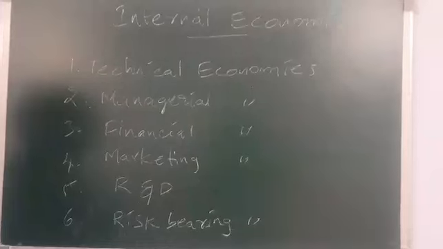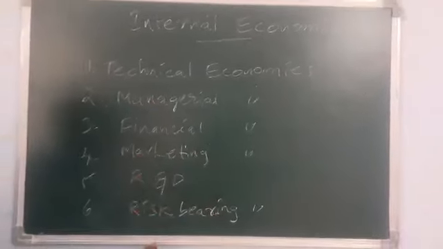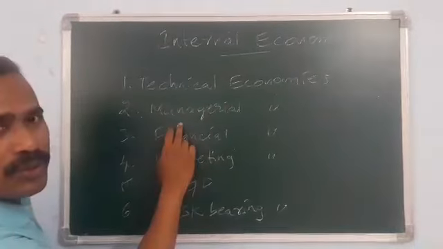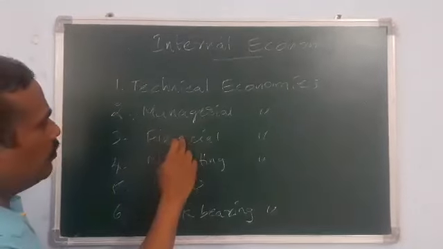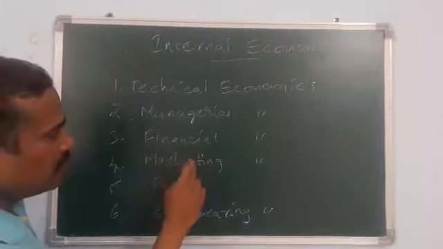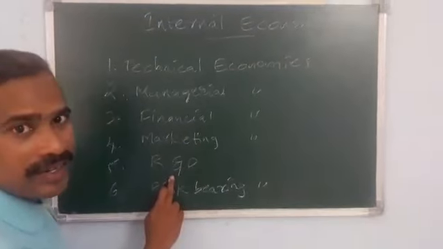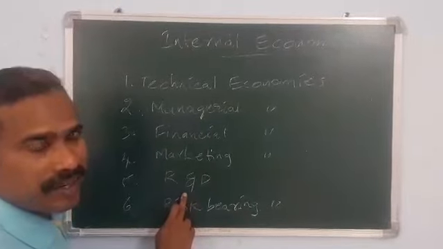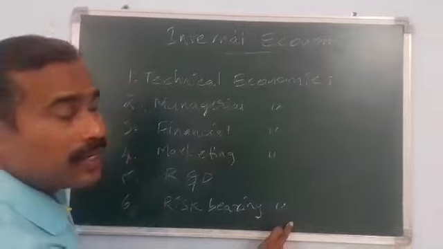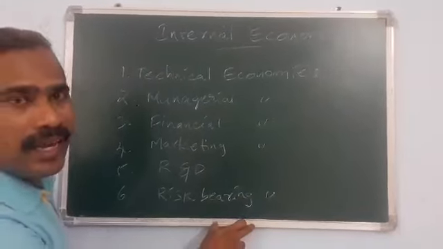Okay, here these are the internal economies. There are 6 types of internal economies. One is technical economies, two managerial economies, third one is financial economies, fourth one marketing economies, fifth one R&D, that means research and development economies, sixth one risk bearing economies. Here we are going to discuss these 6 internal economies.